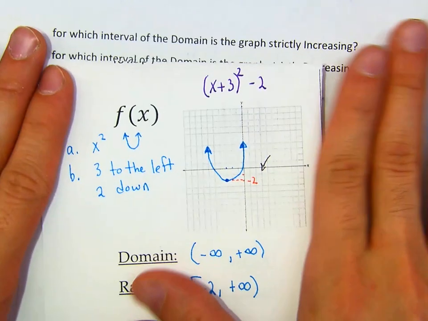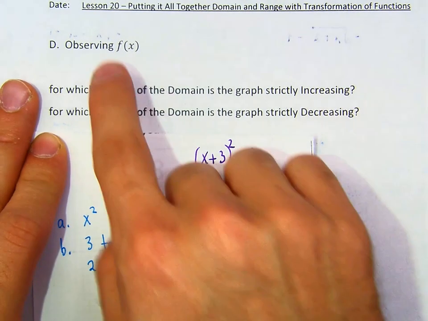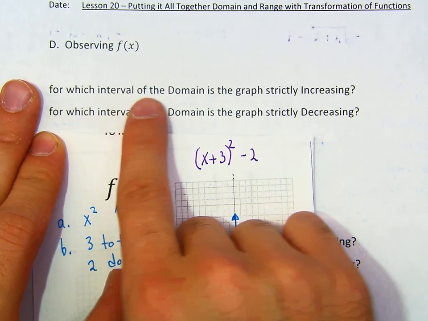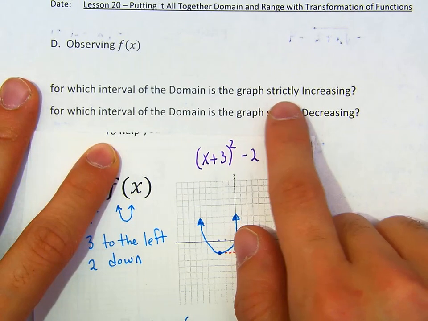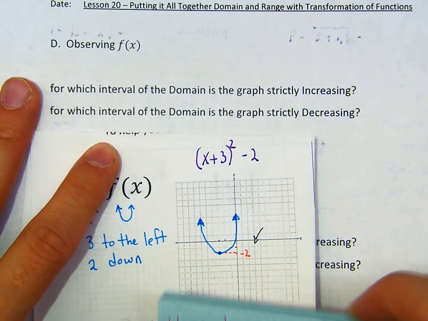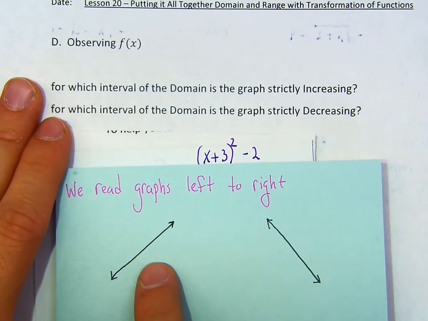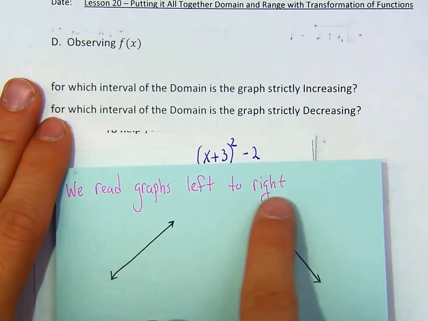So this is f of x, right? And the question is saying, observing f of x, for which interval of the domain is the graph strictly increasing? So what does that mean? When you read, what does this sentence mean? It's when you're reading a graph, notice that we read graphs left to right.